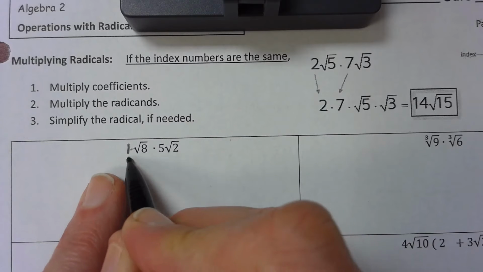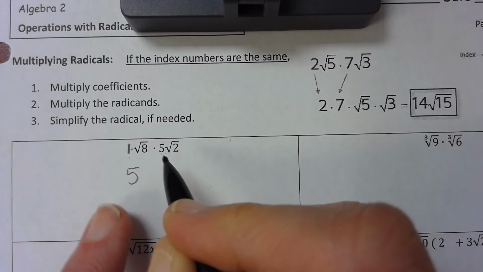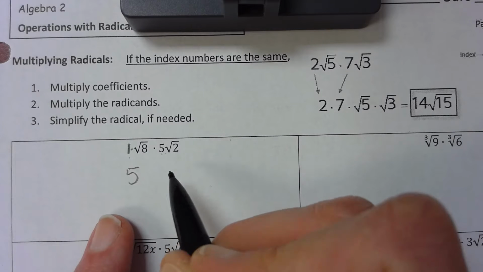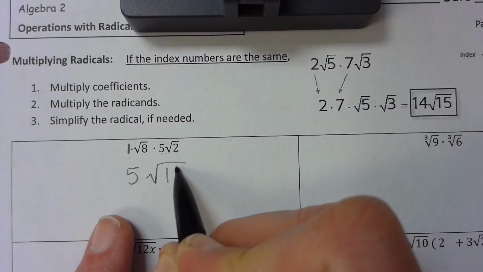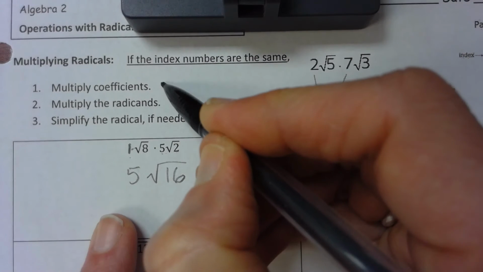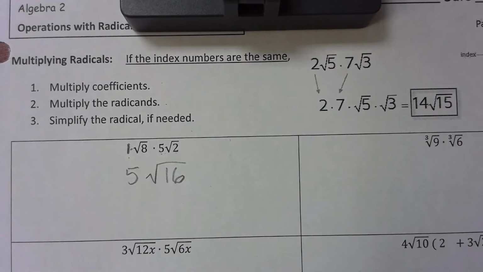Okay, so I'll do coefficient times coefficient. 1 times 5 is 5. Radicand times radicand. 8 times 2, so that's the square root of 16. So I just did multiply the coefficients, multiply the radicands, simplify the radical if needed. Now, some of you guys will go and you can make a birthday cake for 16 if you would like to do it that way.